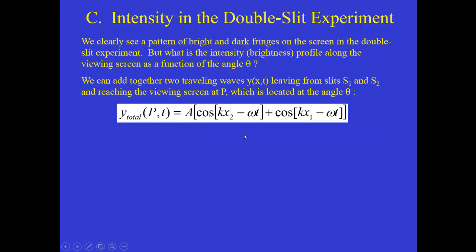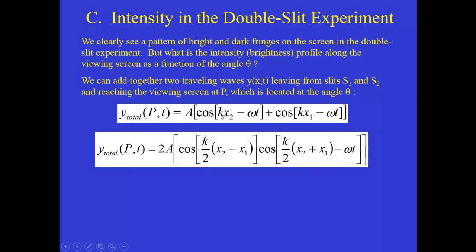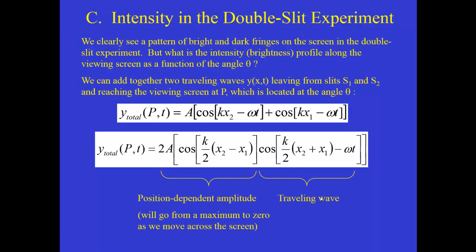We assume that they have a common amplitude a, and so we know the identity for adding together two cosine functions gives us a product of a cosine function that only depends on position, and a second cosine function that has the same form as a traveling wave. This first term, including the 2a out in front, we can think of as a position-dependent amplitude. We will be able to show in just a minute that these distances, x2 and x1, depend on the angle at which the point on the screen is located.